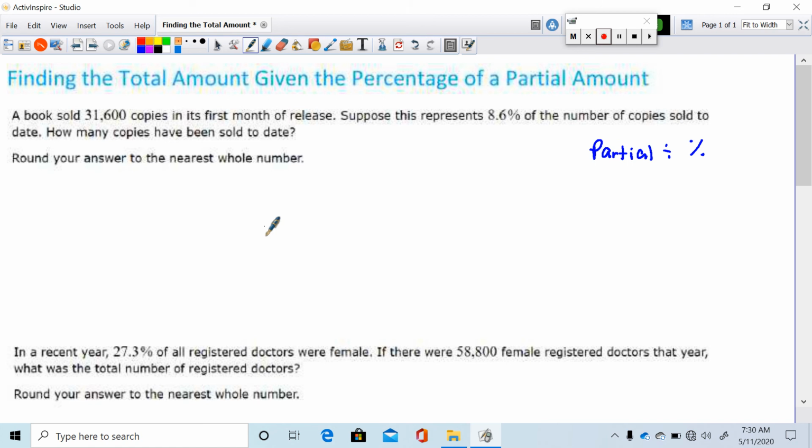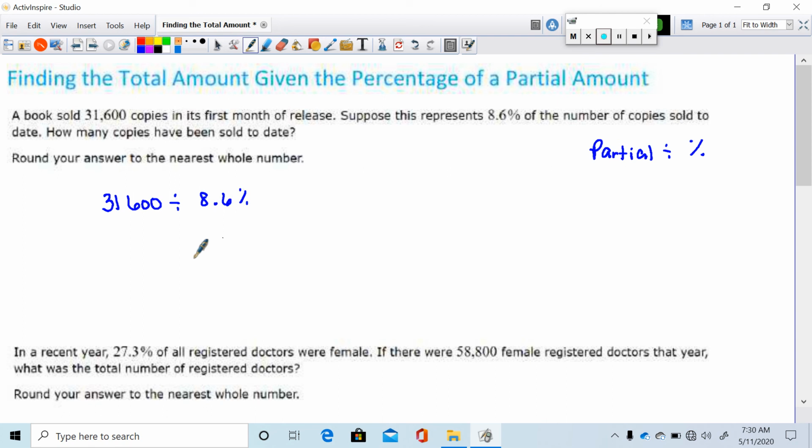Okay, so a book sold 31,600 copies in its first month of release. Suppose this represents 8 and 6/10% of the number of copies sold to date. How many copies have been sold to date? Round your answer to the nearest whole number. Well, the part of the copies that have been sold are 31,600. You're going to divide by the percentage.